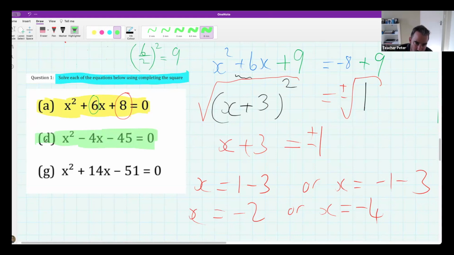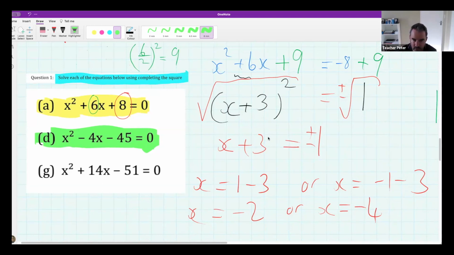I want you to solve for x by completing the square for that equation. So solve for x by using the method of completing the square. Okay. You can do it. Think about what are the steps you need to follow.